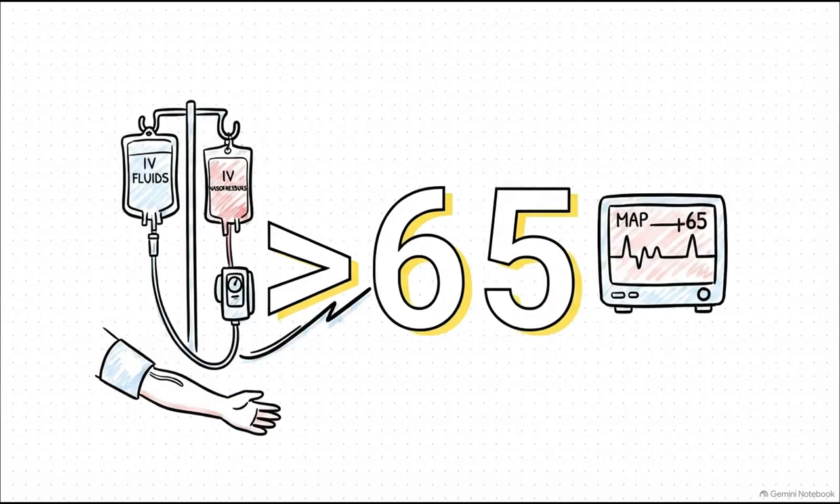Likewise, the clinical documentation must explicitly show the use of IV vasopressors to maintain a mean arterial pressure, or MAP, strictly greater than 65 millimeters of mercury. Think about it this way. If the patient's blood pressure can be stabilized with just standard IV fluids, they do not meet the strict Sepsis-3 criteria for septic shock. The vasopressors are literally the defining line.